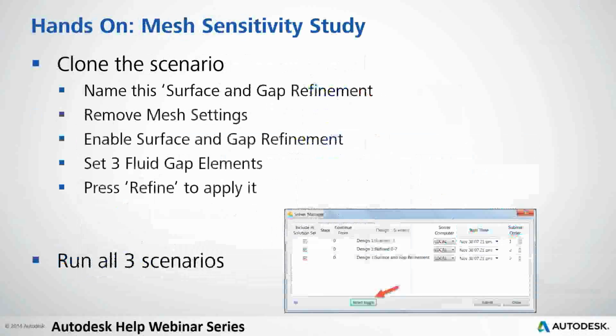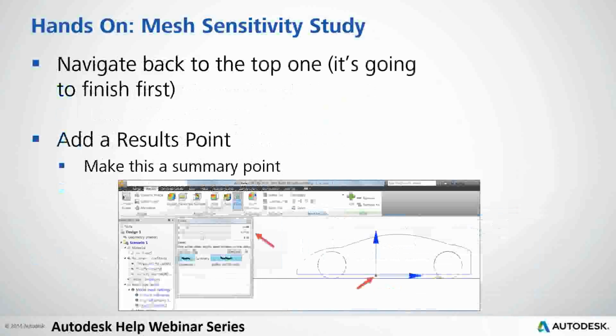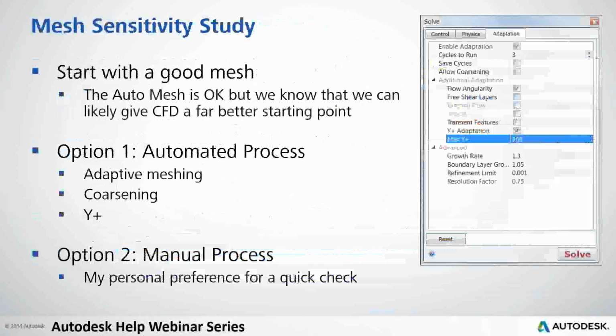In this case, it's not worth so much, I guess. In my example, I did the same again, and I turned on surface and gap refinement, and I set 3 fluid gap elements like I explained before, and then I ran the 3 scenarios. And then I added a results point, and then I compared the different scenarios side by side.